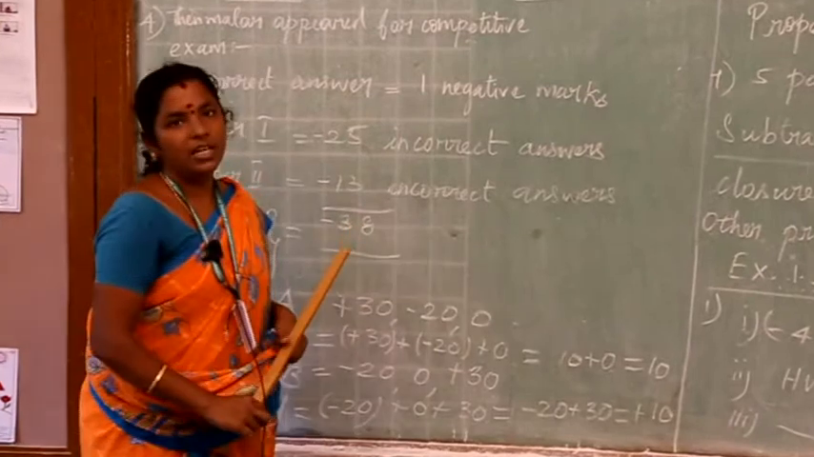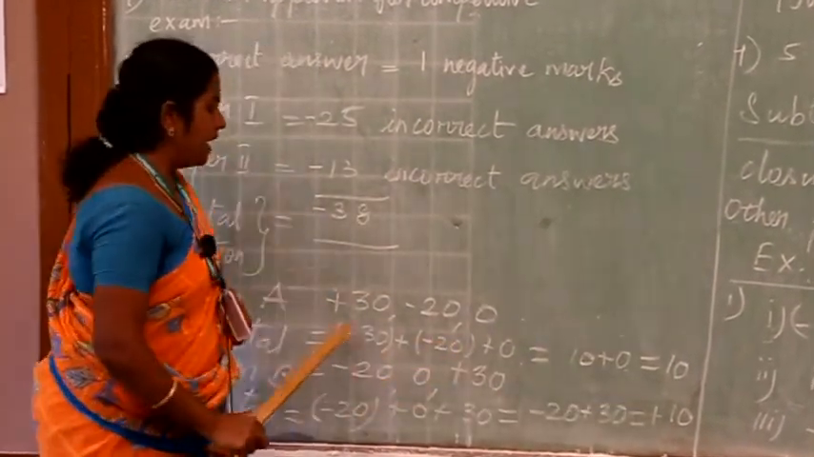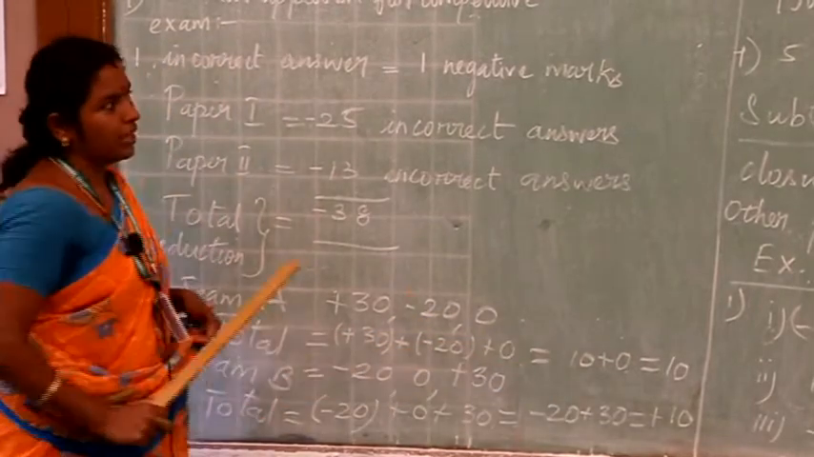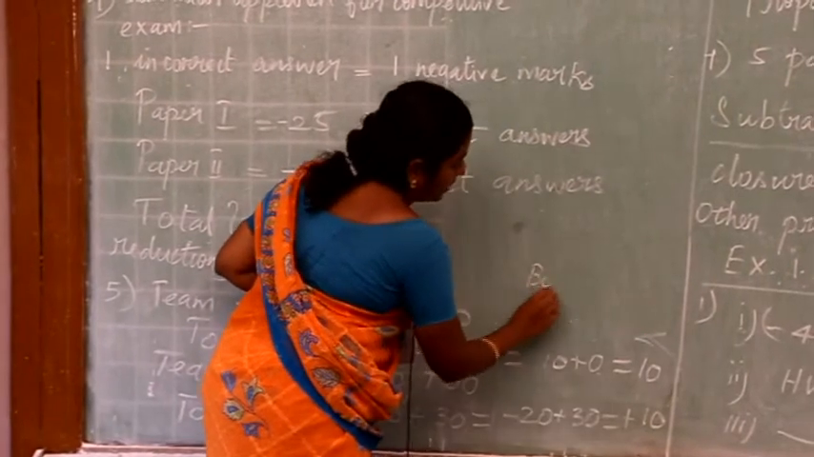So both team A and team B got the same score, plus 10 and plus 10. Team A scored 10 and team B also scored 10. So both the teams are equal.